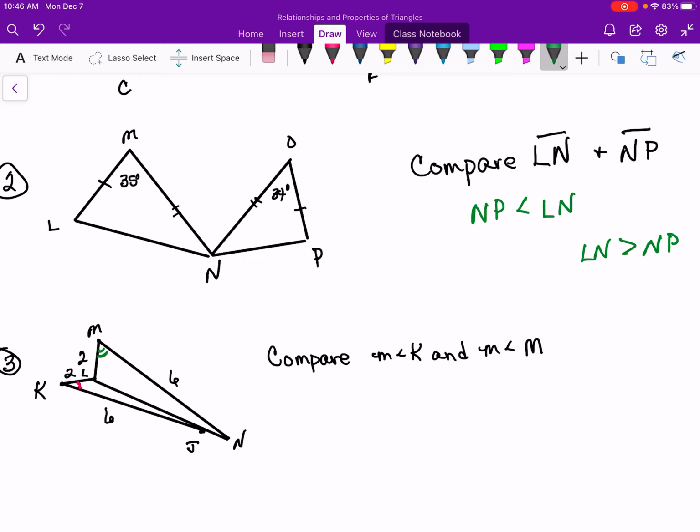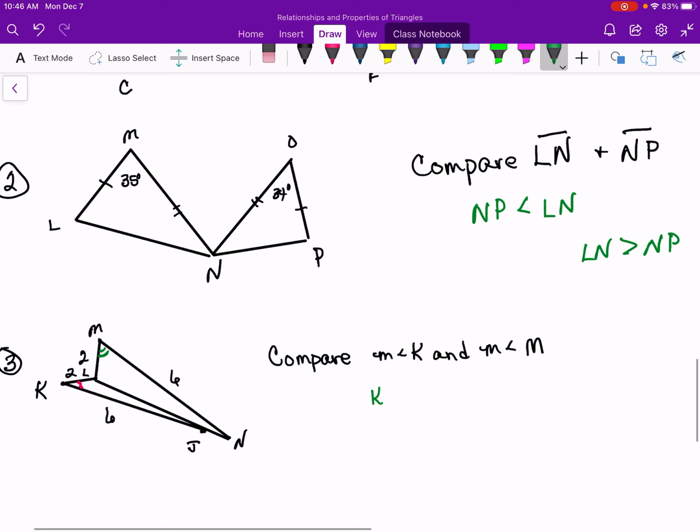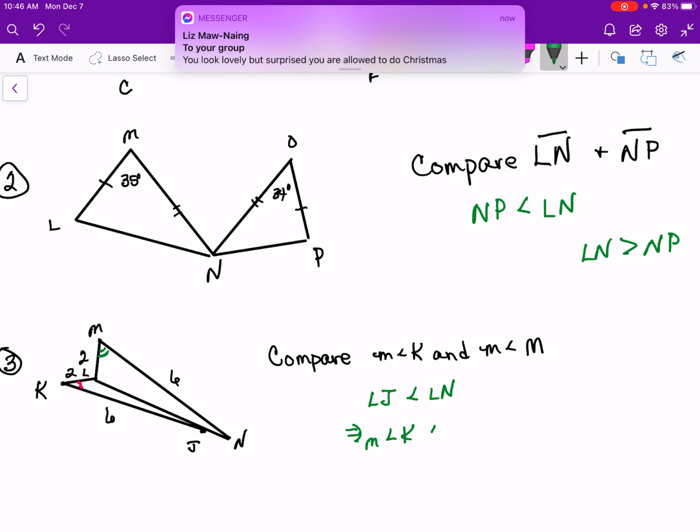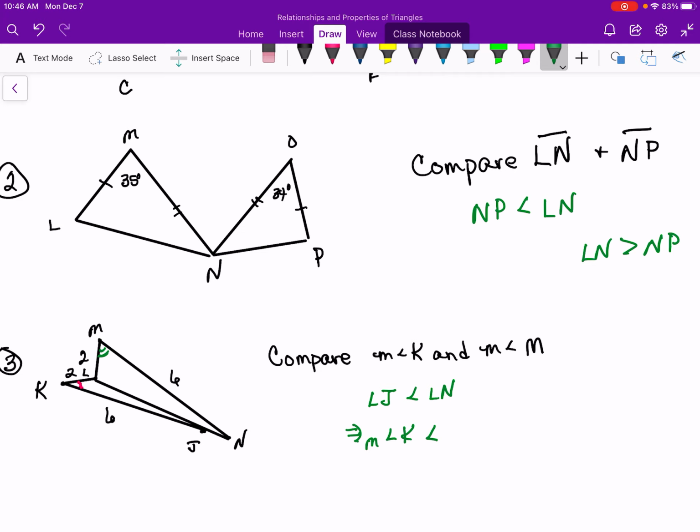Hopefully you notice that KJ is the shorter. KJ is less than LN. So that means that the angle across from KJ, oh, not KJ, I wrote down the wrong one, hold on. LJ. LJ is shorter than LN. So the angle across from LJ, which is angle K, is less than the angle across from LN, which is angle M.